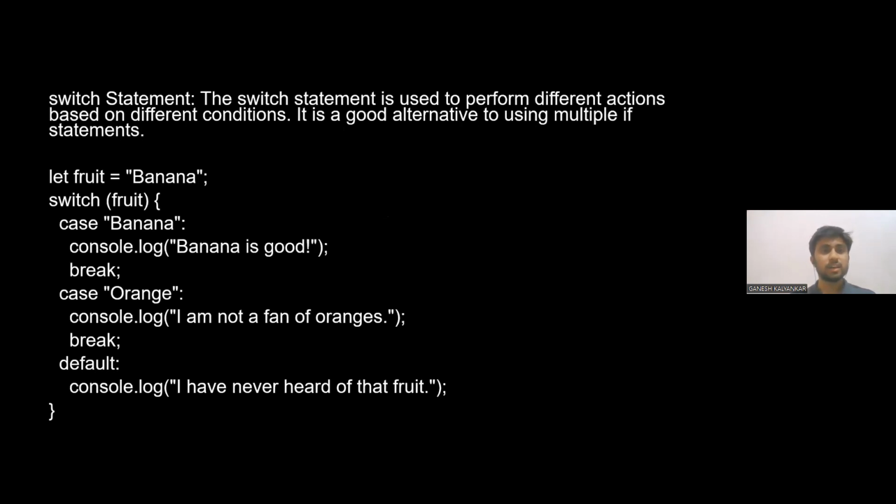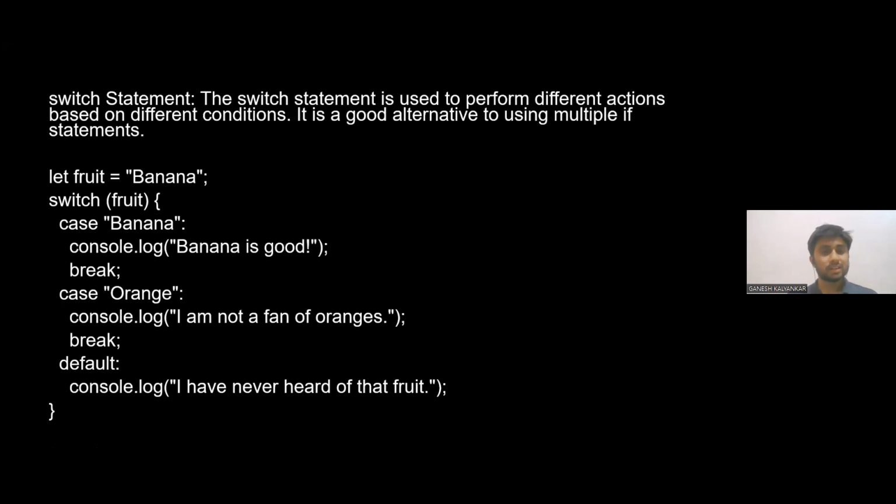The next conditional statement is the switch statement. In a switch statement, we pass our condition in the parentheses after the switch keyword. Here, you can see I have assigned fruit equals banana. If banana matches a case, it will execute the code block of that particular case. Here, the case banana will execute and print console.log banana is good.